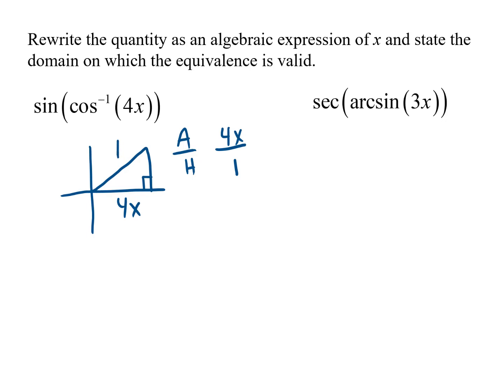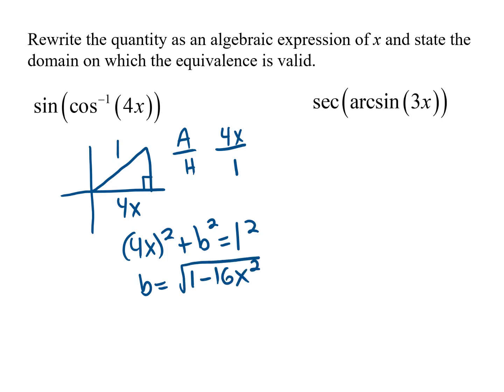And so now I'm going to find the missing side. 4x, we need that whole quantity squared, plus I'll call it b squared equals hypotenuse squared. So b is going to be 1 minus 16x squared and square rooted. So let's go ahead and put that in, square root of 1 minus 16x squared. Get this out of the way so we don't get that confused.